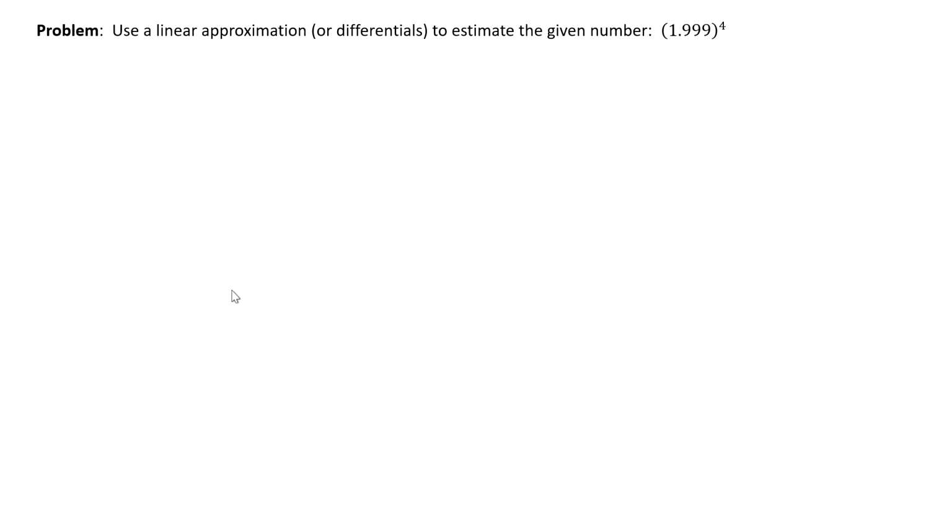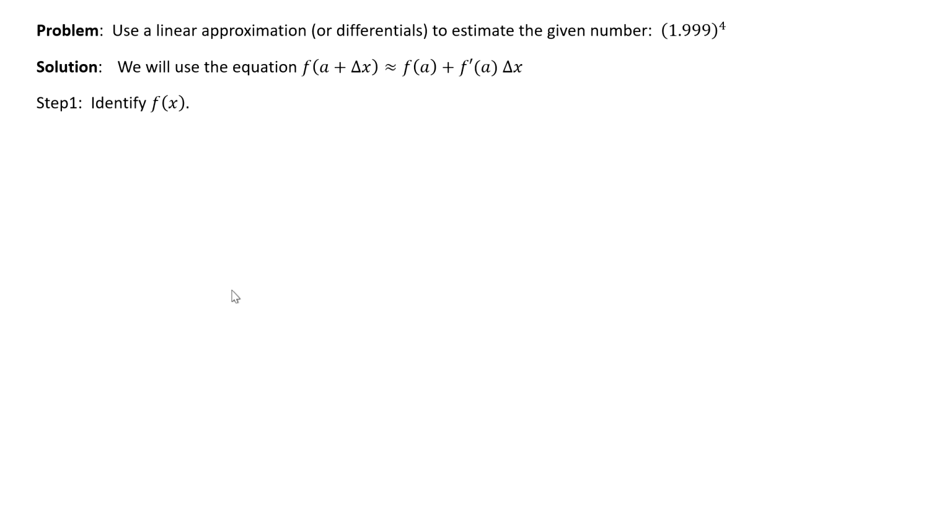Use a linear approximation to estimate the given number 1.999 to the 4. Okay. The way you do this is, we'll use this equation that we just got, and step 1 would be to identify what f of x is, right? It must have sounded weird that the question is about what is the approximate value of 1.999 to the 4, and I'm saying, yeah, let's use this f of a plus delta x is approximate. What is that f, man?